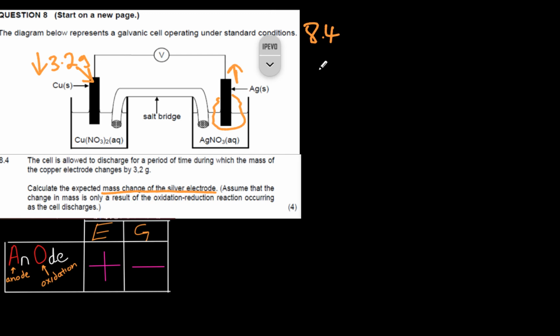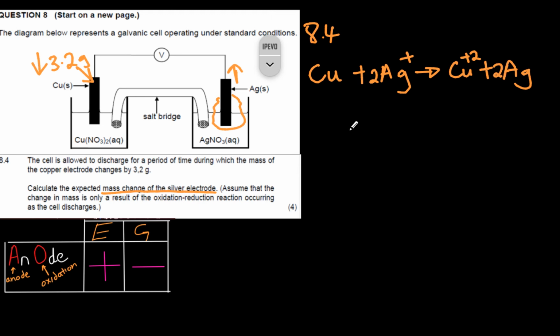So our net equation was Cu + 2Ag+ gives Cu2+ + 2Ag. Since copper is undergoing oxidation, it goes from Cu to Cu2+, and silver goes from Ag+ to solid Ag.